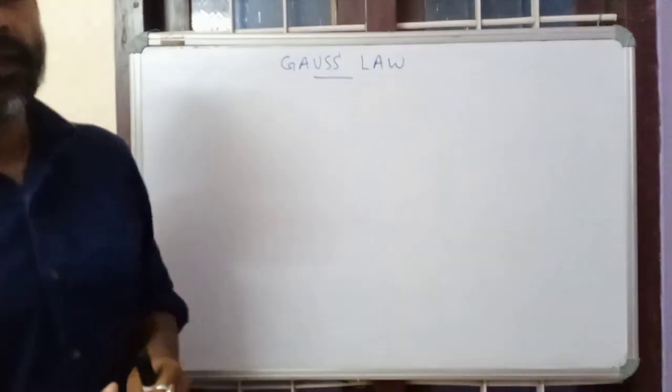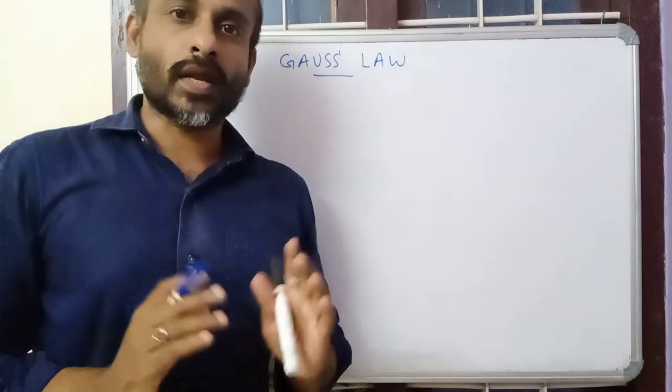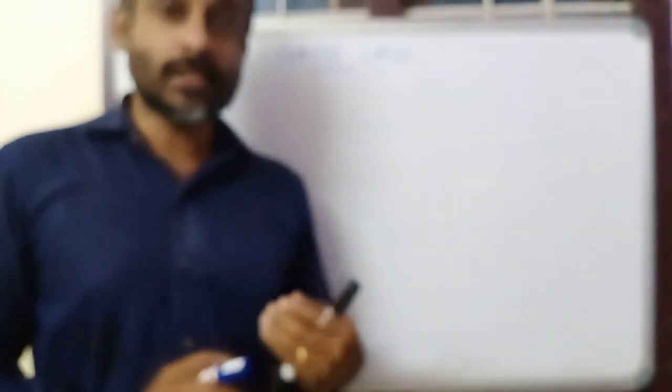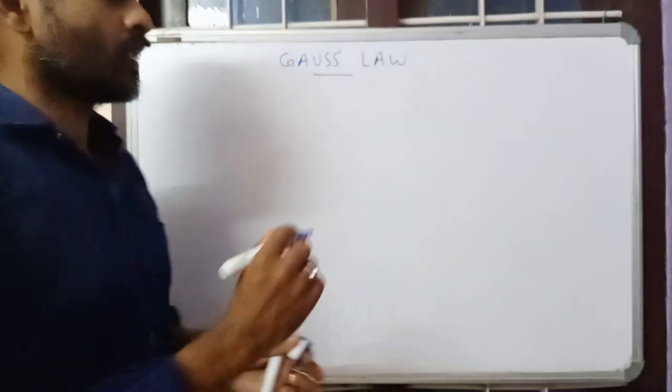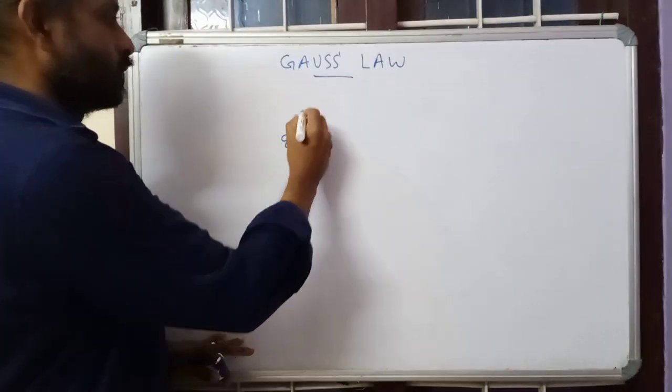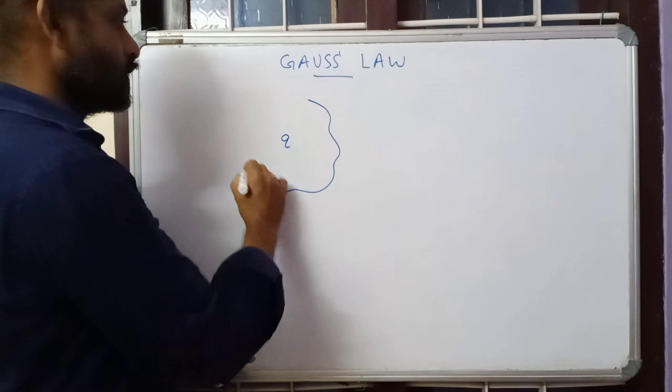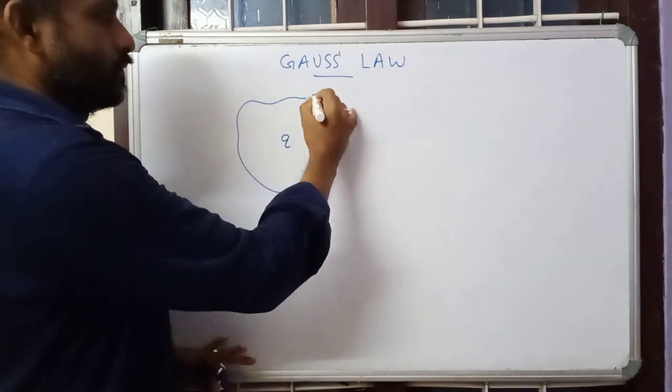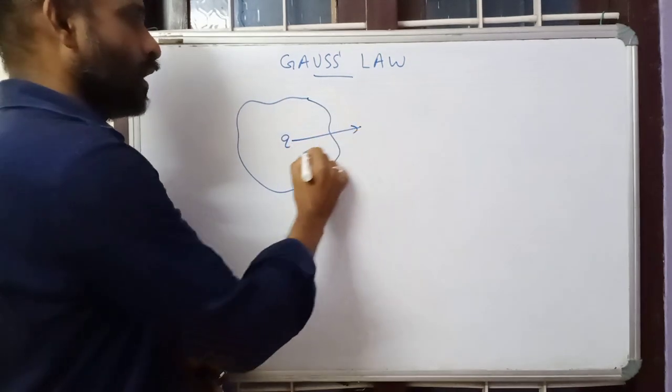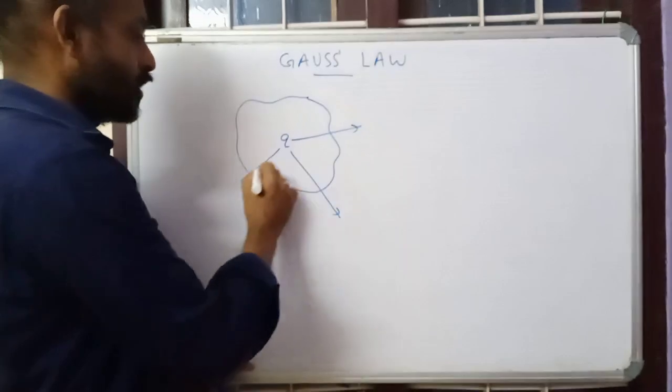This law states that the total electric flux around a closed surface is 1 by epsilon 0 times the net charge enclosed by the surface. Let us consider a charge q and surrounding this a closed surface of any shape. So we know that electric flux will come out of the surface from the charge.